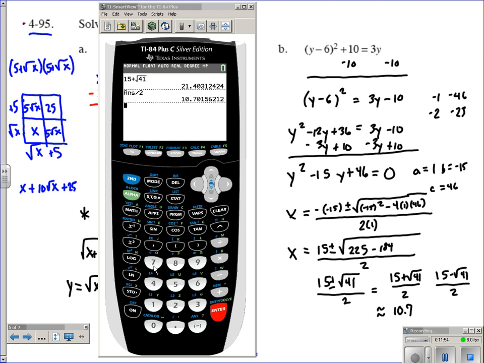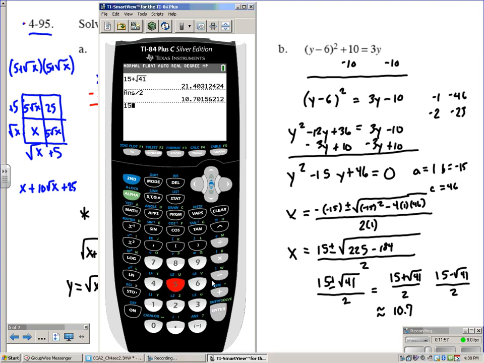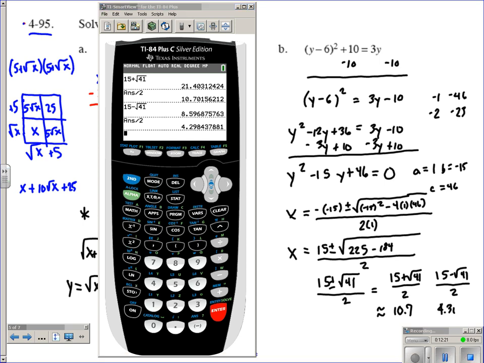And then let's do the second one. So let's do 15 minus the square root of 41, and let's divide that one by 2 as well. And we should get about 4.30 or 4.3. So that's our other approximation. So what are the values that we're saying our y should equal in this problem, because our variable ends up being y?